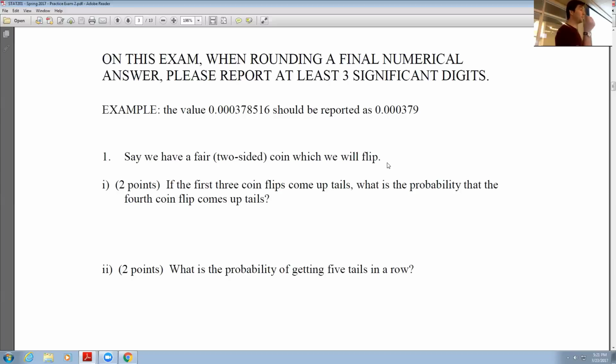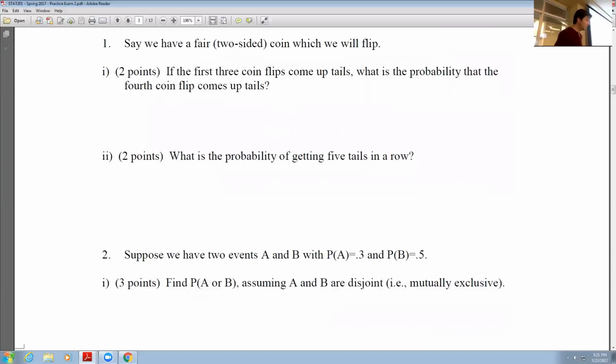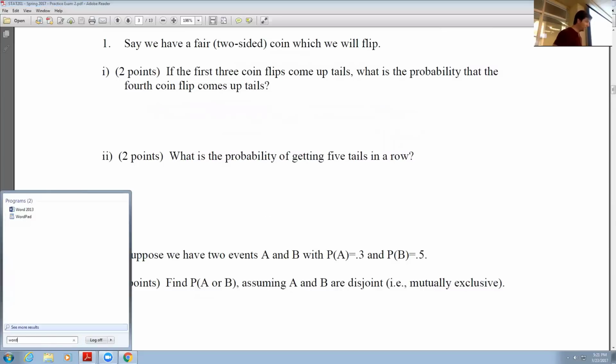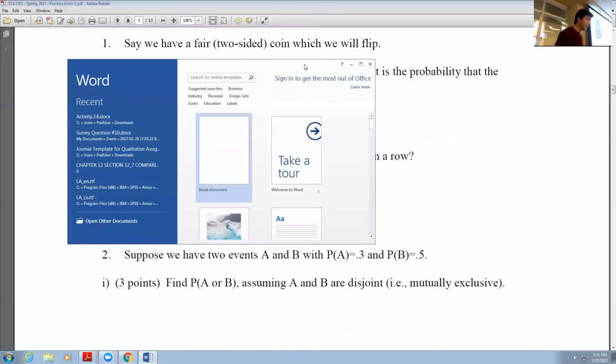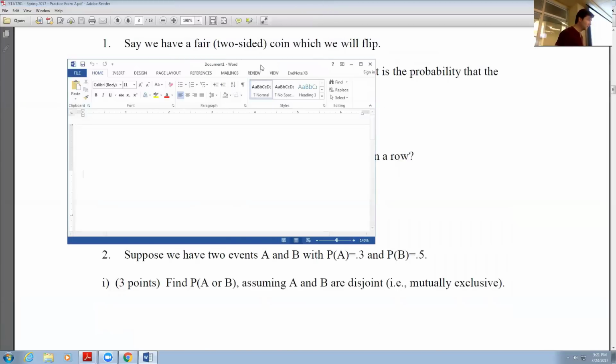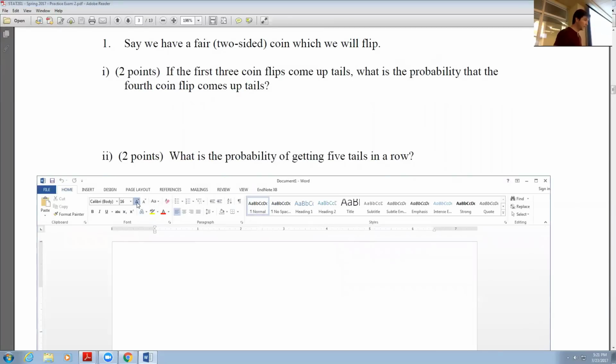And this is perceived to be a fair coin, and say it is a fair coin. What is the probability of getting 5 tails in a row? And let's go down here and open up a Word document. And we're going to put this down below so we can kind of view what's going on. 5 tails in a row.